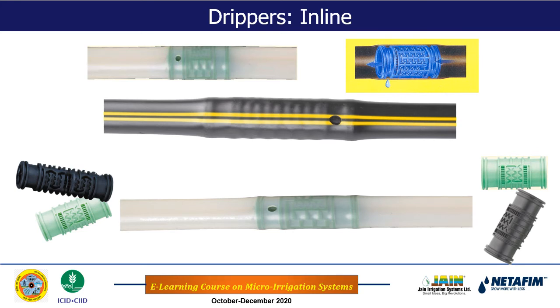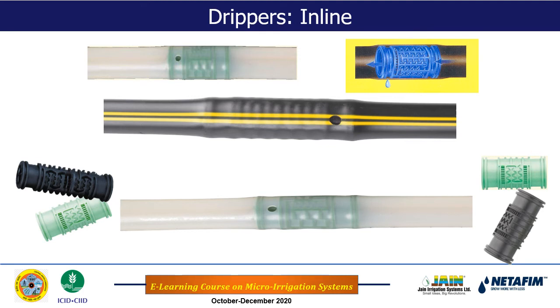Those limitations are that in the case of the inline emitter, even if we locate the problem, we have to cut the lateral, remove the inline emitter, then we have to have a joiner and another emitter, and with the help of the joiner we have to connect the emitter into the lateral. So the process is a bit cumbersome, though it is possible.